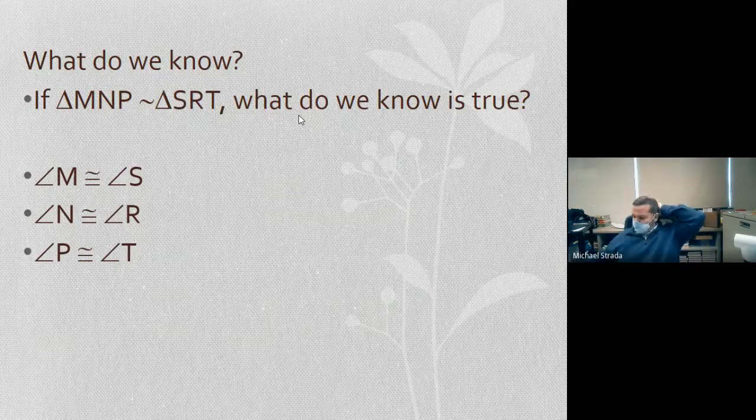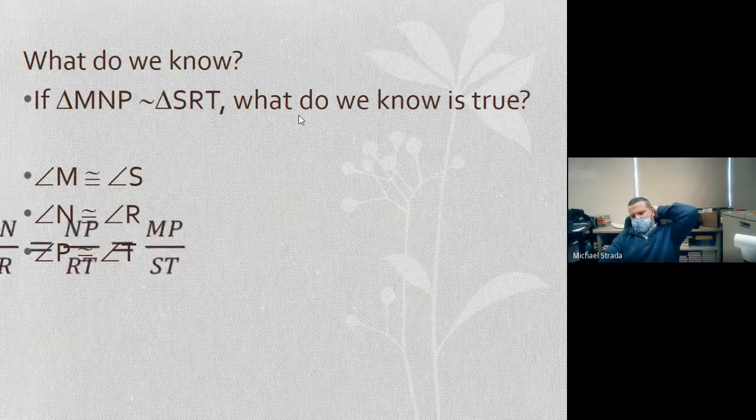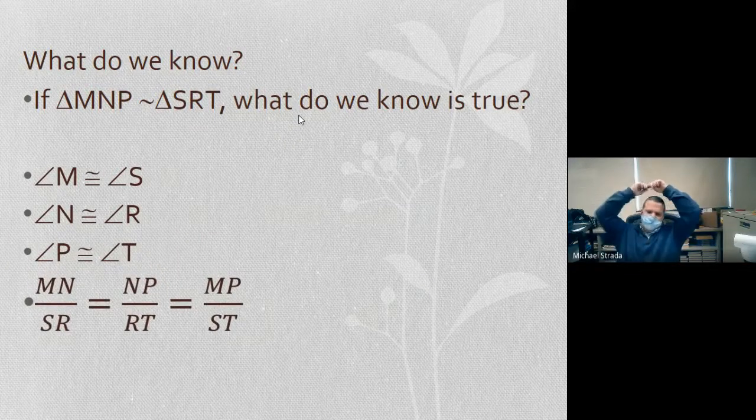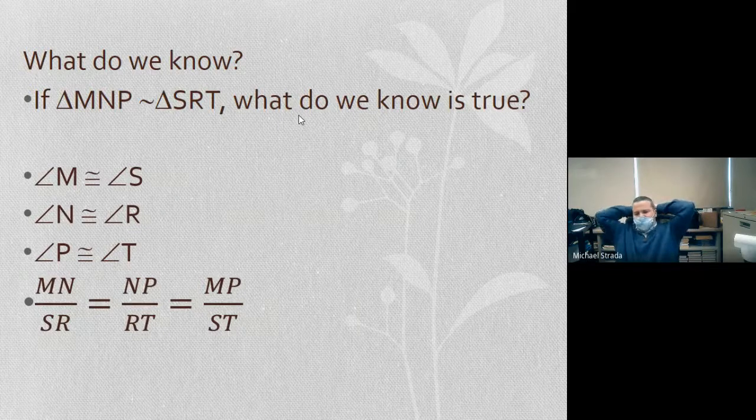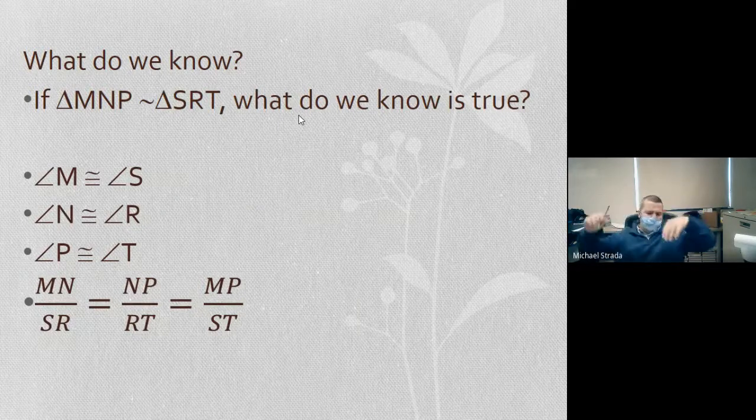Now, when we deal with the same triangle, obviously we're going to have to expand that from one letter to three letters, but more on that later in the week or the beginning of next week. We also know that MN over SR equals NP over RT equals MP over ST.